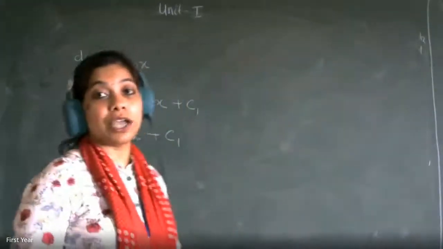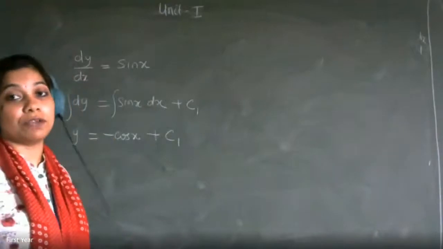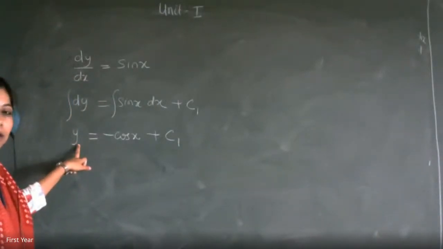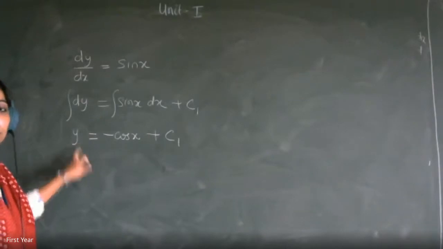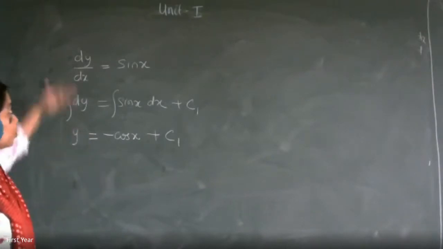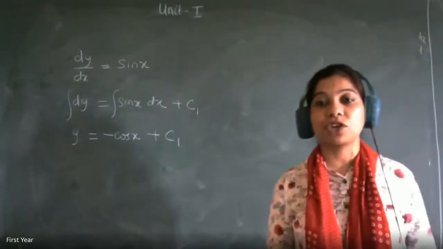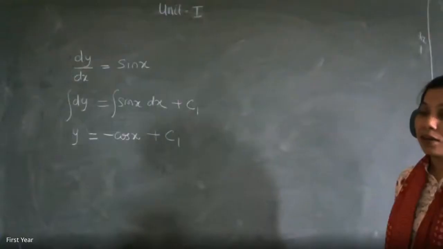So let me just tell you how we form a differential equation when we are given the solution. Can anybody think about how we are going to go from the solution to the differential equation? We have to differentiate the solution. Why are you differentiating? So that we will get the differential coefficient and eliminate the arbitrary constant. Very good.